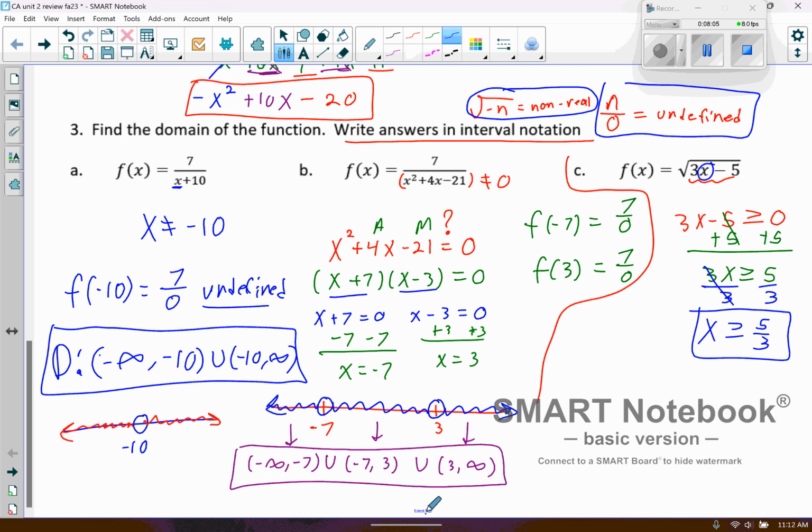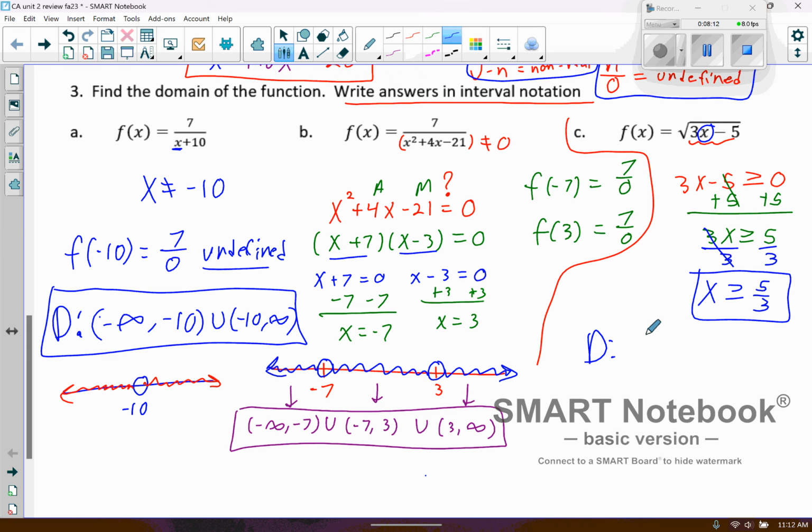And so you could make a number line if you want, but this hopefully shouldn't be too difficult. So the domain, you just want everything bigger than or equal to. So the bracket, because we get to include the 5/3, and then to positive infinity. So those two things are basically the same thing. One's inequality notation, and then here's the interval notation. All right, so that takes care of page 1.